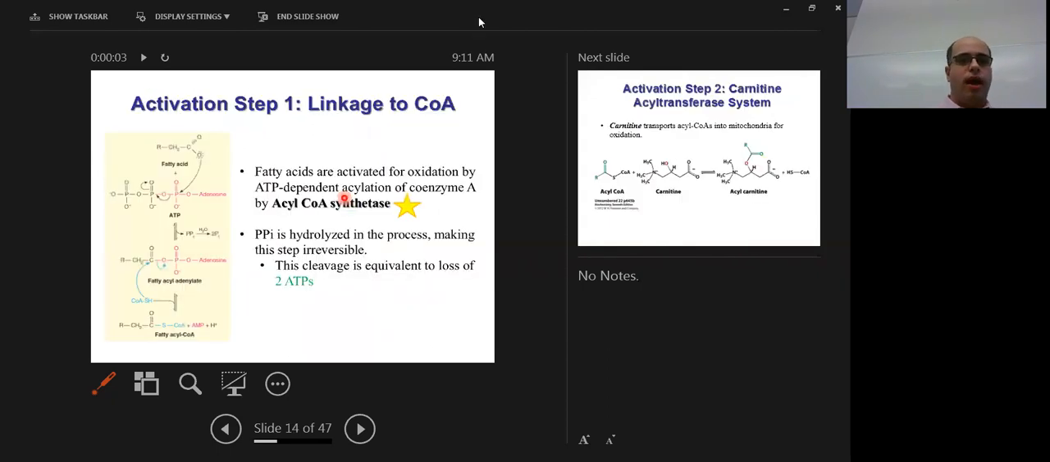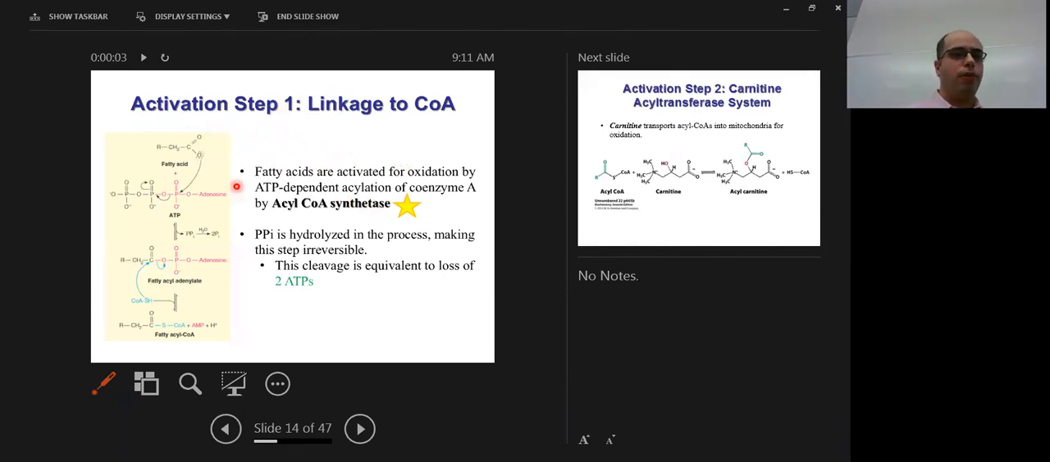So with the start of the oxidation, we have our free fatty acid. It's in our cytoplasm. We need to first activate it so that we can actually go through the actual process of oxidation. And so we do this through an enzyme called acyl-CoA synthetase. And so we're essentially going to be using this ATP-dependent acylation of coenzyme A. So we're essentially just attaching that fatty acid onto coenzyme A.